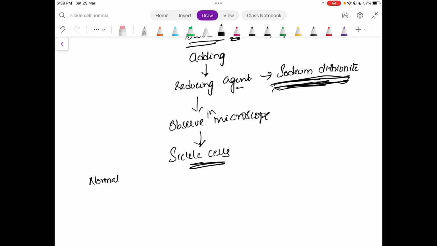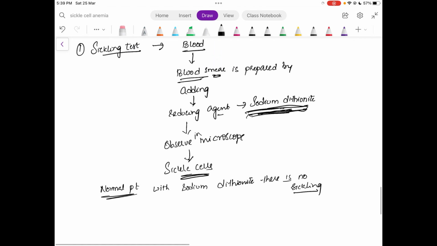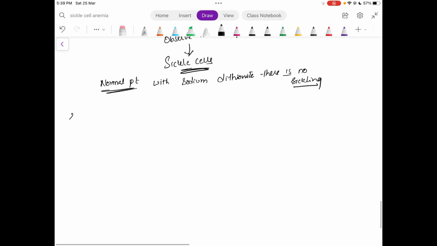In a normal patient with sodium dithionate, there is no sickling. Only a sickle cell anemia patient will have sickle cell formation. Next, we will do electrophoresis. Electrophoresis of patient blood.